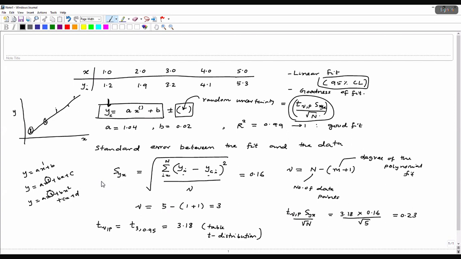So if you want to characterize this error in the curve fit, you have to say that your curve fit is 1.04x plus 0.02. This is what you find from here. But now there is a standard, the random uncertainty of the fit, that is plus minus 0.23.